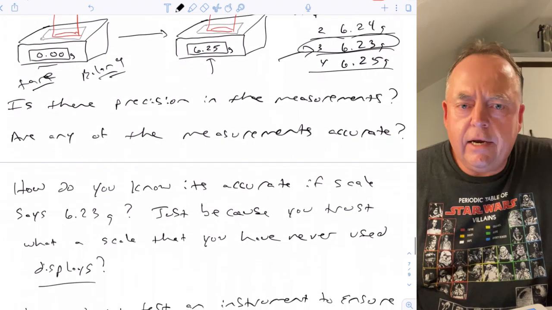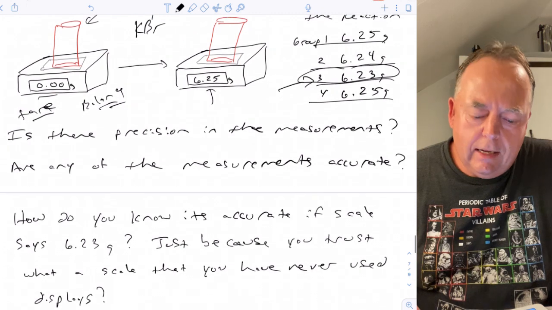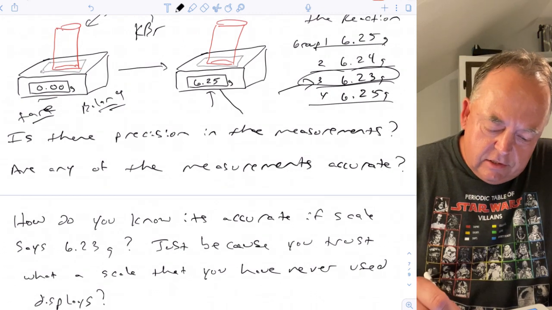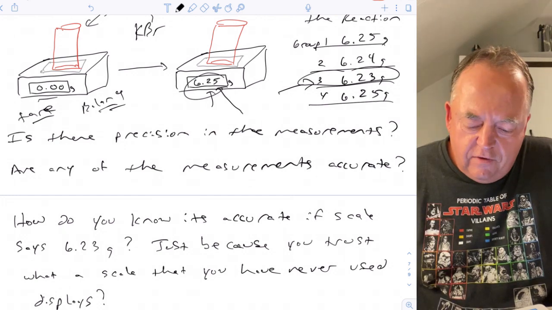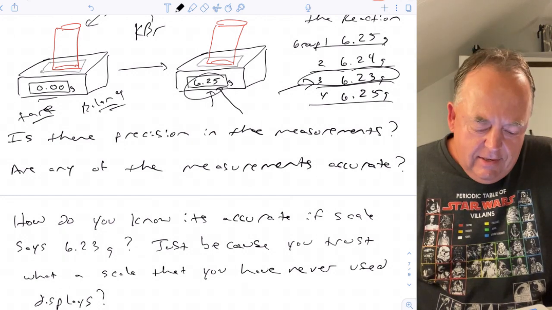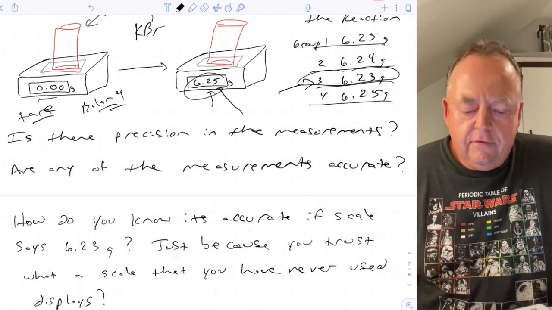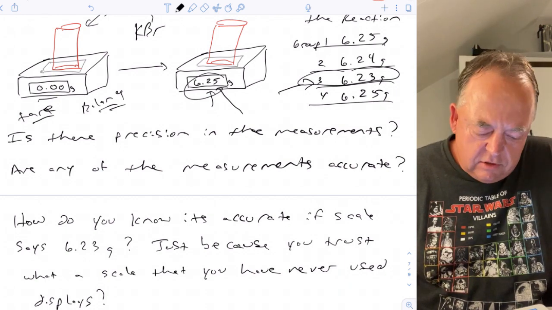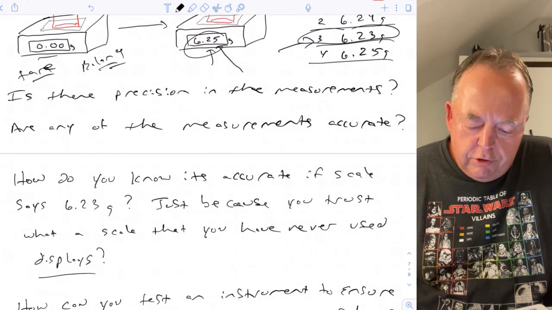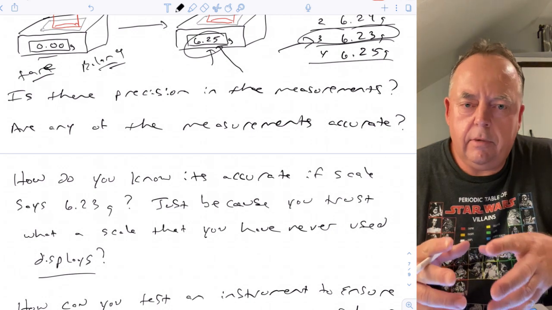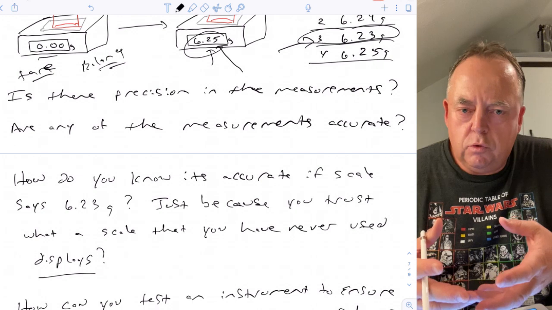But then how do you know? How do you really know if it's accurate? How do you know if there's actually 6.23 grams on the balance? Would you say it's just because that's what the number says? How do you know it's not really 10 grams and your balance is just off? That's something a scientist, engineer, anyone making a measurement has to know, right? You're using a device or a piece of equipment to make a measurement. How do you know if the piece of equipment is actually giving you true values?